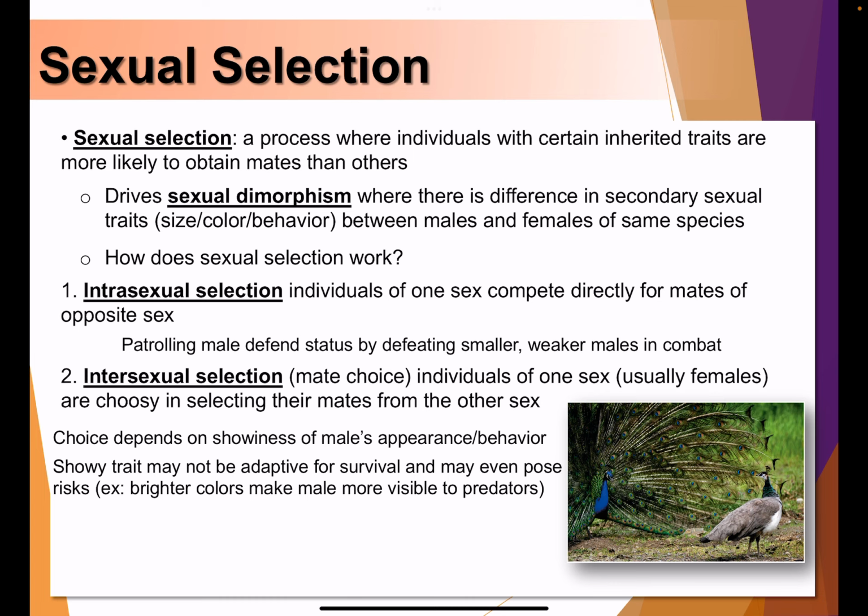Showy traits, interestingly, may not be adaptive for survival and may even pose greater risk. Now, this is interesting. They may not be adaptive and may even pose risk to their lives. For example, brighter colors in males may actually make them more visible to predators. So this means that it is more important to take the risk in having brighter, flashier colors to attract mates and produce the next generation of offspring than it is to protect their own safety. That's really what it means.